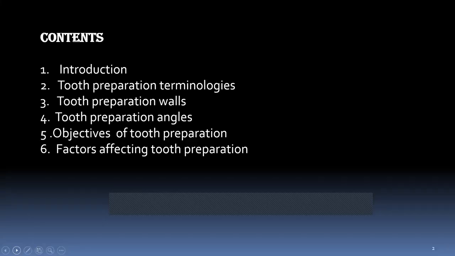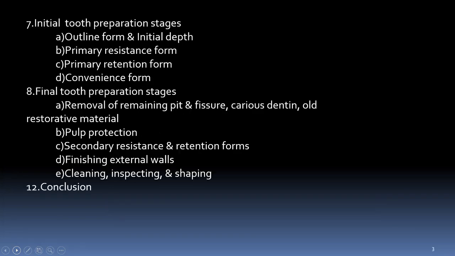The contents include introduction, tooth preparation terminologies, tooth preparation walls, tooth preparation angles, objectives of tooth preparation, factors affecting tooth preparation, initial tooth preparation stages, which include the outline form and initial depth, primary resistance form, primary retention form, convenience form. The next heading includes the final tooth preparation stages, which include the removal of remaining pit and fissure, caries dentin, old restorative material, pulp protection, secondary resistance and retention form, finishing external walls, cleaning, inspecting and shaping, and the conclusion.